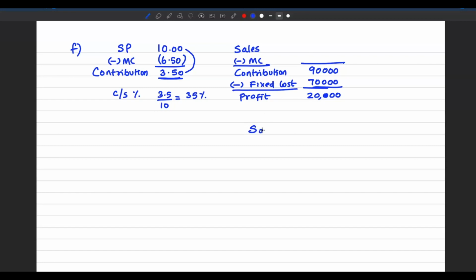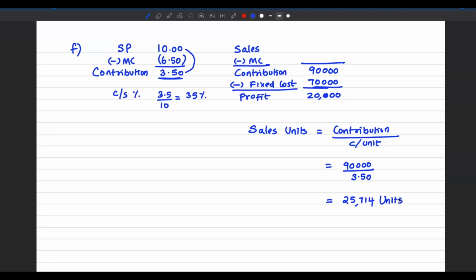So what I'm going to take is sales units is equal to contribution amount divided by contribution per unit. We know contribution is equal to 90,000 and contribution per unit here is 3.50. And this calculation will give you a value of 25,714.